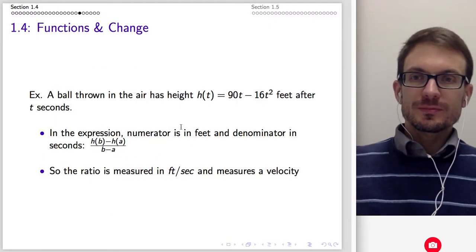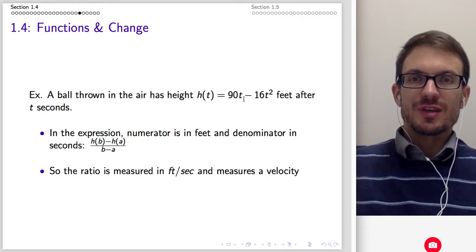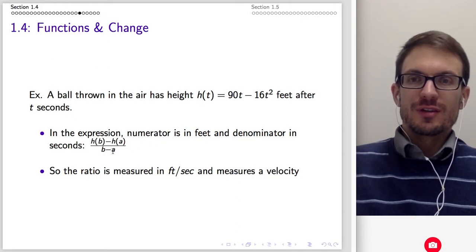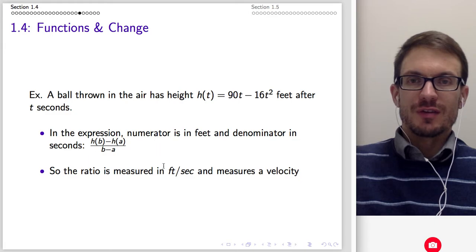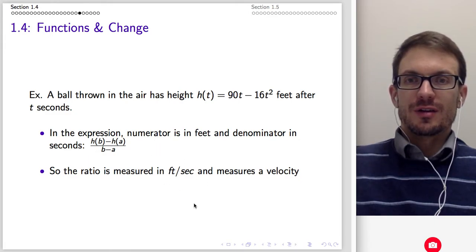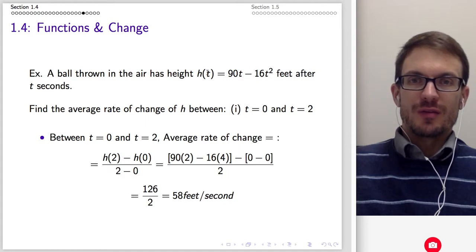So just interpret the expression. The ball thrown in the air has height h of t equals 90t minus 16t squared, feet after t seconds. In the expression, the numerator is in feet, the denominator is in seconds. So this is going to give us feet per second. Feet per second is a velocity. All right, so a ball thrown in the air has the height given by this function.